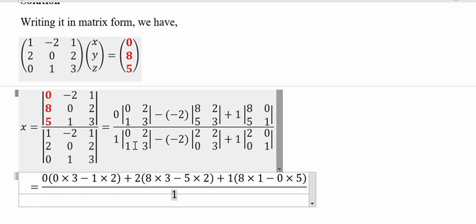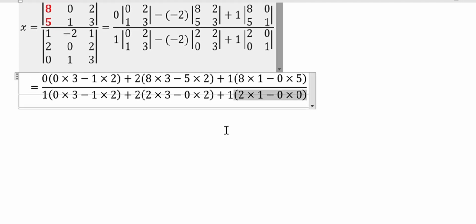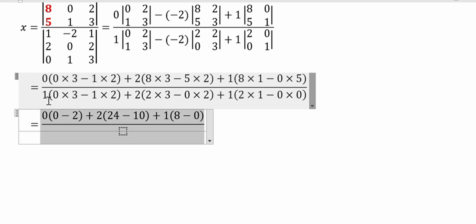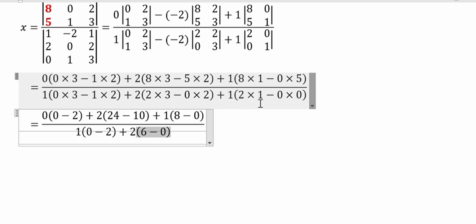We have 1 into 0 times 3 minus 1 times 2 minus -2. That results in a +2. So +2 into 2 times 3 minus 0 times 2. Then +1 into 2 times 1 minus 0 times 0. Like that. If you simplify that further, you will get this being equal to 0 into 0 minus 2 plus 2 into 24 minus 10 plus 1 into 8 minus 0 over 1 into 0 minus 2 plus 2 into 6 minus 0 plus 1 into 2 minus 0.